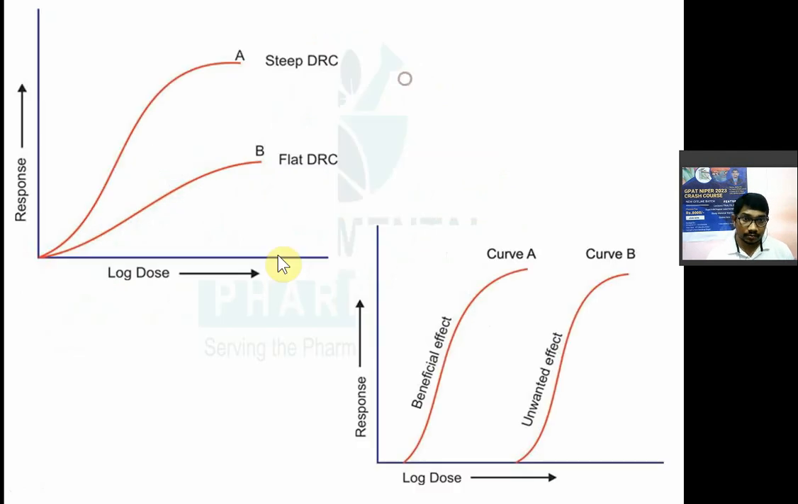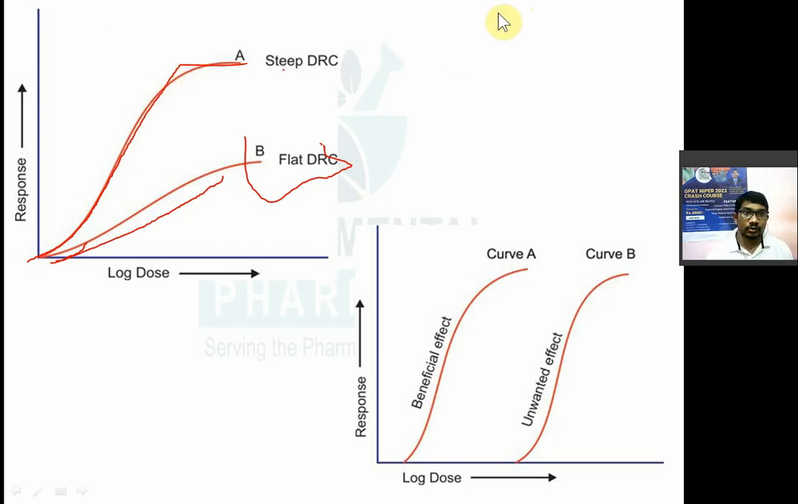Again you can see the dose response curve. If you plot log dose versus response, you get two types of curve. First curve, curve A, is known as a steep curve. Curve B is known as a flat curve. बोलेंगे सर इसका क्या use है? So steep curve means what? There is a sudden increase in the response of the drug.